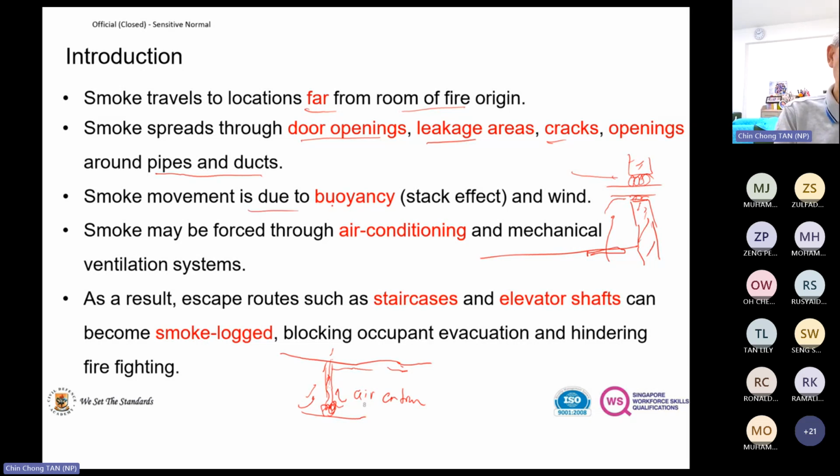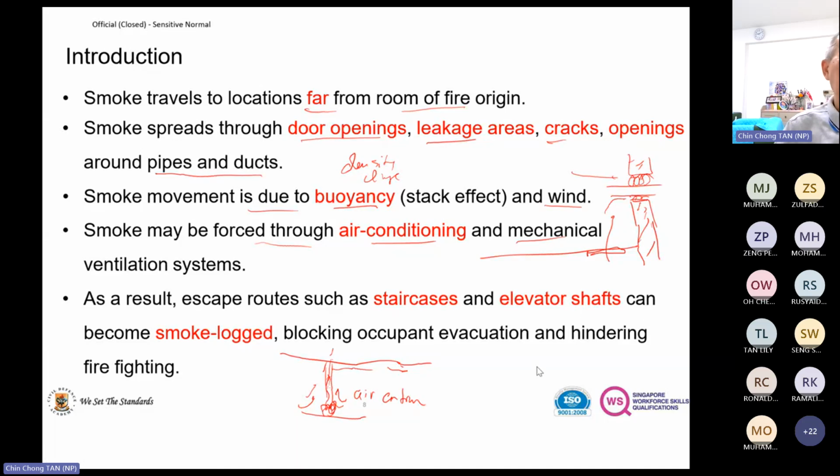So smoke movement is due to buoyancy. Buoyancy means a density change. The hot gases are very low density, that's why they can float away so easily. Sometimes wind can also be involved, but less so now. We are talking more about the buoyancy effect due to the fire. And smoke may be forced into the air conditioning system. That's why during a fire, we always stop the air conditioning system and mechanical ventilation.